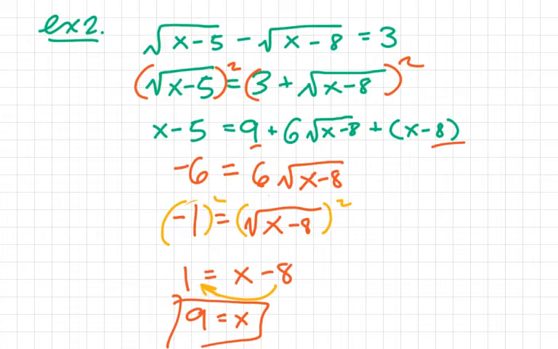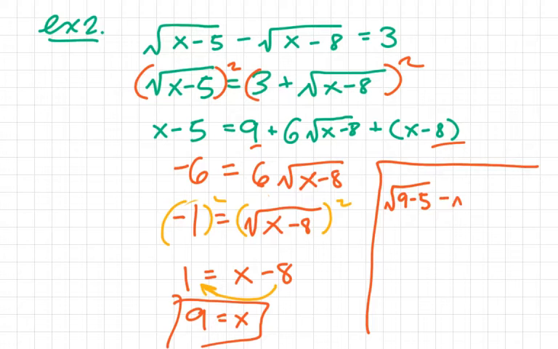Let's do a check here. Okay, so we have 9 minus 5 minus the square root of 9 minus 8 is equal to 3. Well, 9 minus 5, that is 4. So this is 2 minus the square root of 9 minus 8. That's the square root of 1. Ooh, this is not going to work out. This is a 1. Okay, so 3 does not equal 1.